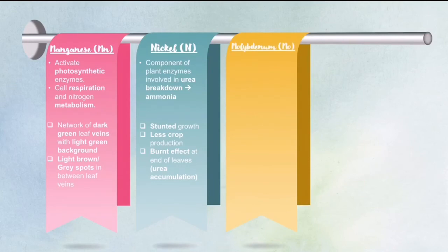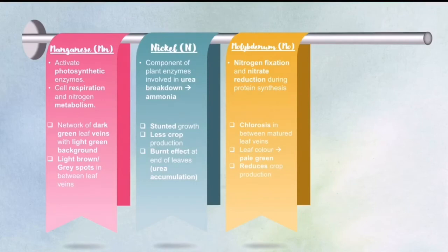Next is molybdenum. Molybdenum is involved in nitrogen fixation and nitrate reduction during protein synthesis. Lack of molybdenum will cause chlorosis in between mature leaf veins. The leaf color will become pale green, and it will also reduce crop production.